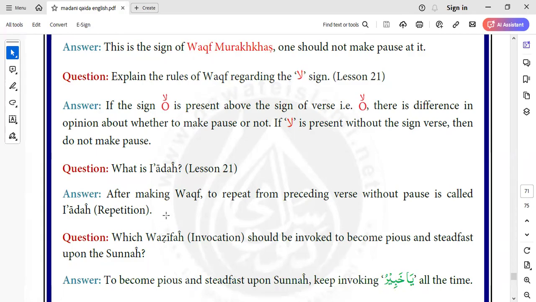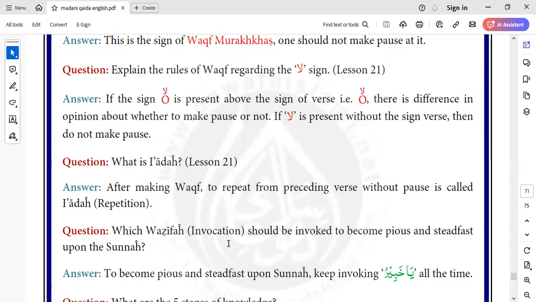Now here, Alhamdulillah, we have completed things about Tajweed. Now here are some question answers which will be profitable for us. So we have to also learn these remaining things.